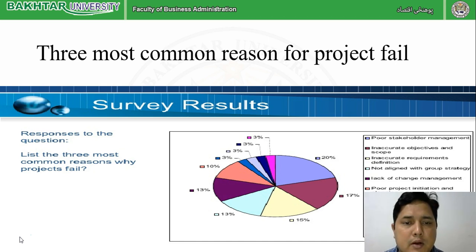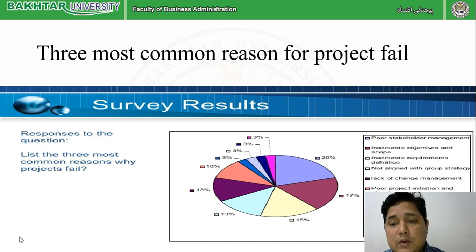Much research has been done. On the basis of that research, these are the many reasons: poor stakeholder management, inappropriate or inaccurate objective and scope, inaccurate requirement definition, not aligned with the group strategy, lack of change management, poor project initiation. So these are the various reasons as per the research which has been conducted. Here we will see the top 3 or 4 reasons.